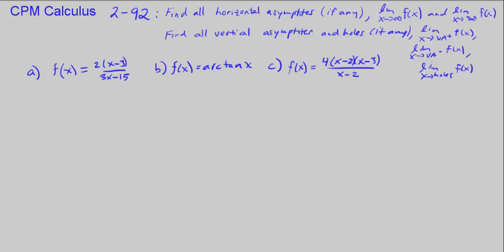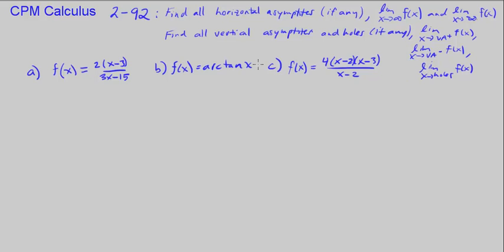So here's CPM Calculus Chapter 2, number 92. We're given three functions, 3f of x, and we're asked to find all horizontal asymptotes and the limit as x approaches infinity of our function and the limit as x approaches negative infinity of our function. And we're asked to find all vertical asymptotes and holes, if any, and the limit as x approaches our vertical asymptotes from the right and the left of our function, and as x approaches holes in our functions.